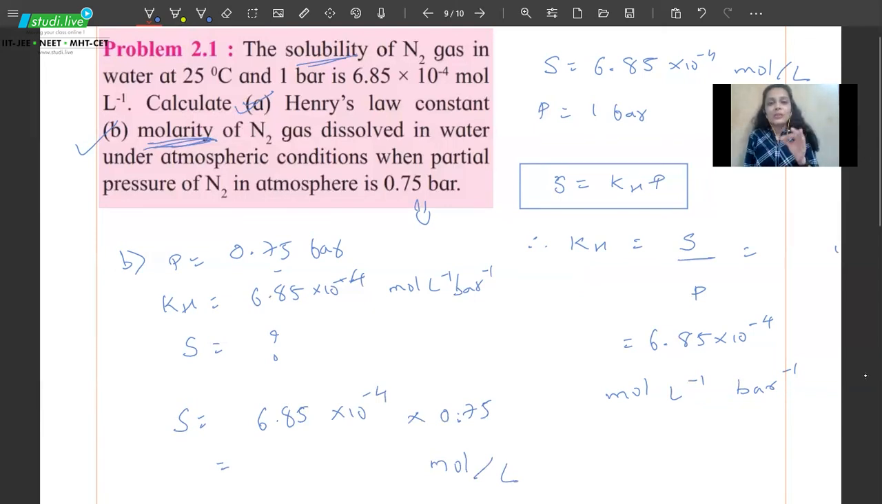Okay. So this was the first part of the solutions chapter. I'm hoping you understood this part very well. We'll meet in our next class with Raoult's law and the colligative properties.